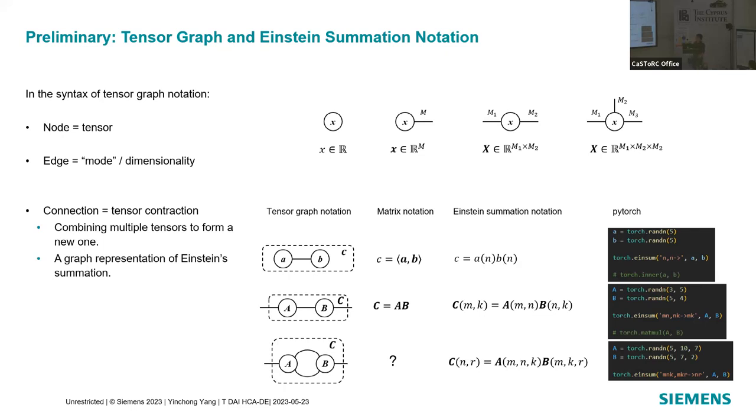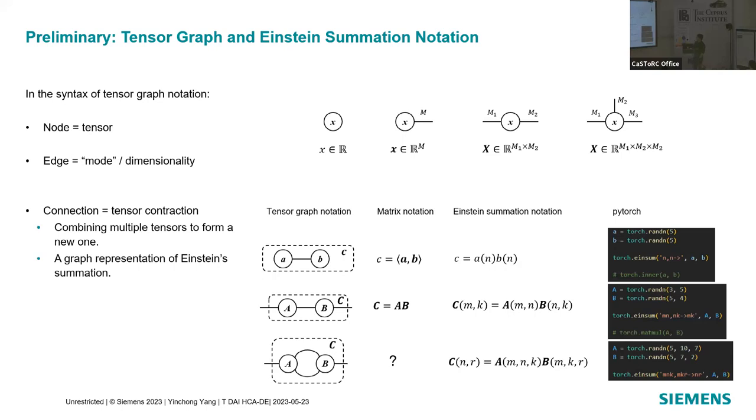For example, here what we see is actually a matrix multiplication. Here A has the indices M and N, B has N and K, and here N appears twice, meaning that we can contract these two matrices over the mode of N. So what remains in terms of the indices are M and K. So the modes of M and K would remain.